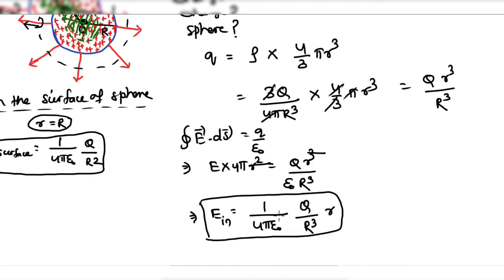So you can see that this term is constant. The total charge q is also constant, and capital R is the radius, which is also constant. So inside the solid sphere, electric field is directly proportional to small r. Small r means the distance of the point P from the center. So as long as we are inside the sphere, the electric field varies directly with the distance from the center.